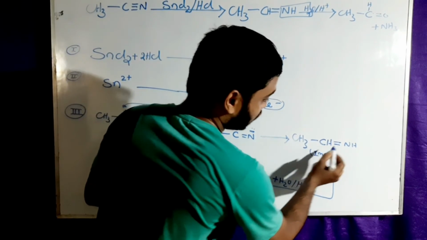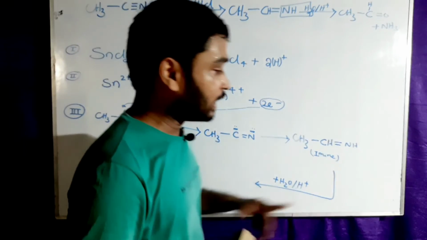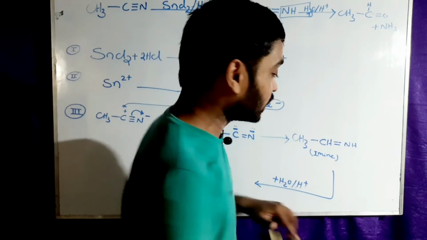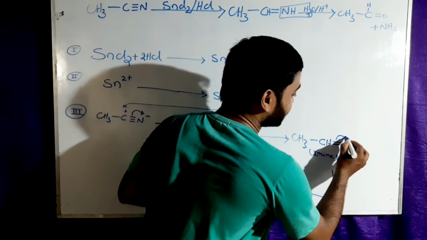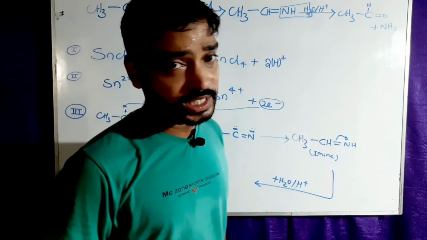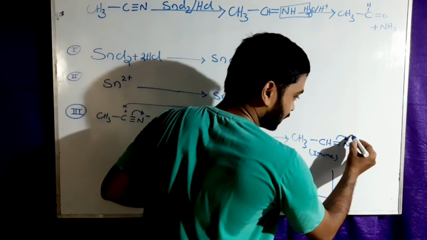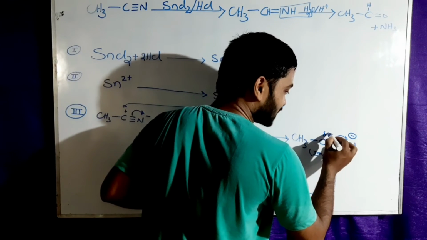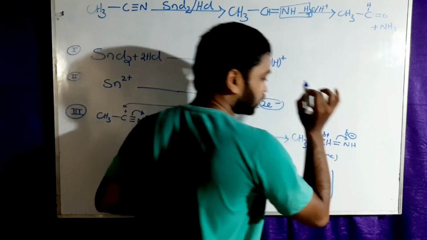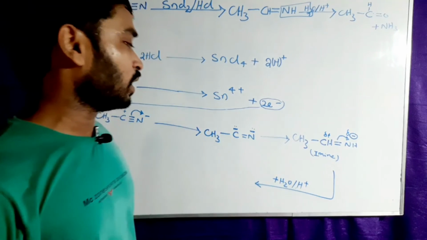So what happens here? We know that nitrogen has maximum electronegativity. So the negative charge, or the pi electron, or displaceable electron, is again transferred to the nitrogen atom, resulting in the formation of negative charge over that, and similarly a partial positive charge develops over the carbon atom. In this way, what happens?